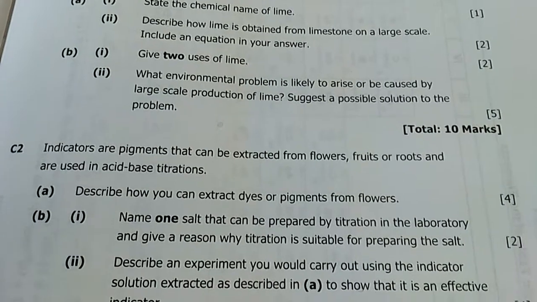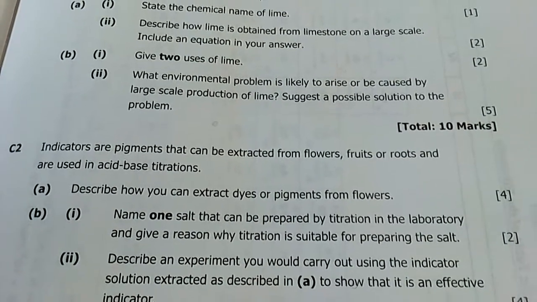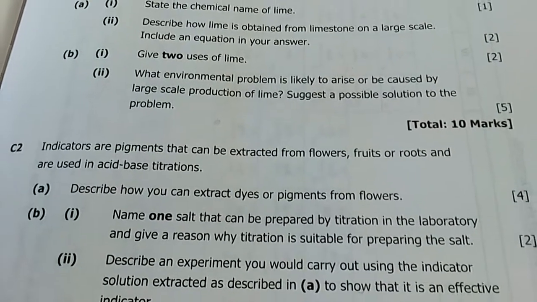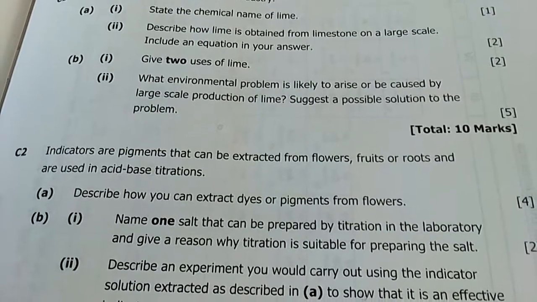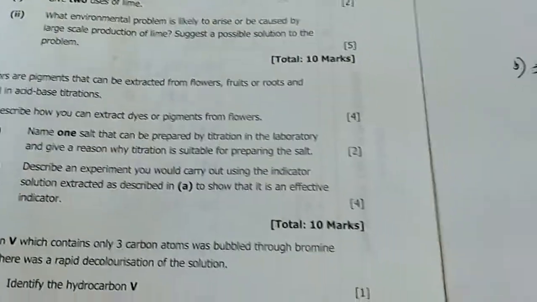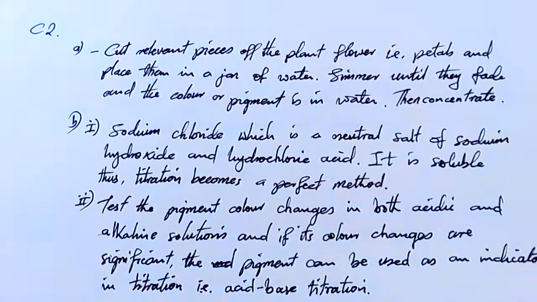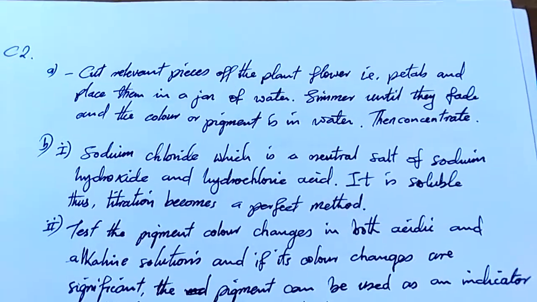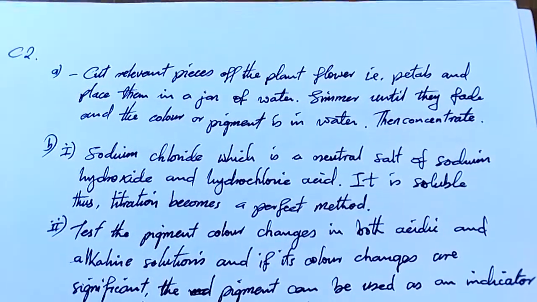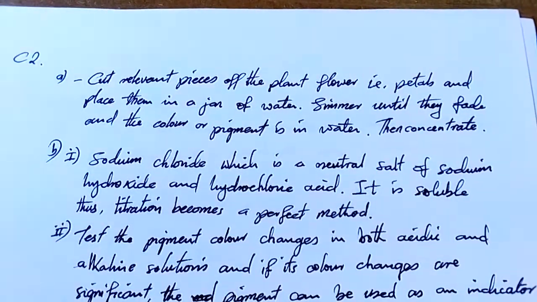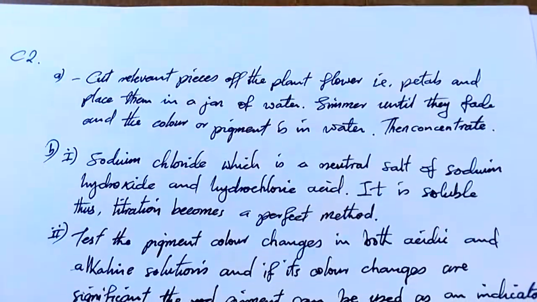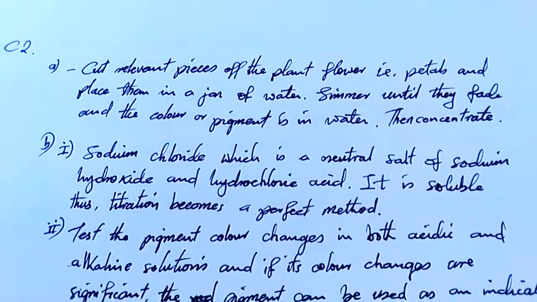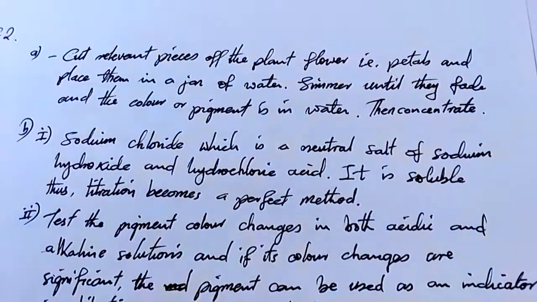Question C2: indicators are pigments that can be extracted from flowers, fruits or roots and are used in acid-base titrations. Describe how you can extract dyes or pigments from flowers. My answer: cut relevant pieces of the plant flower, for example petals which have color, and place them in a jar of water. Amounts will depend on the amount of plant material you have. Simmer or heat until they fade, so they lose their color to the water. Then concentrate. That would be one way in which you can extract pigments from plants.